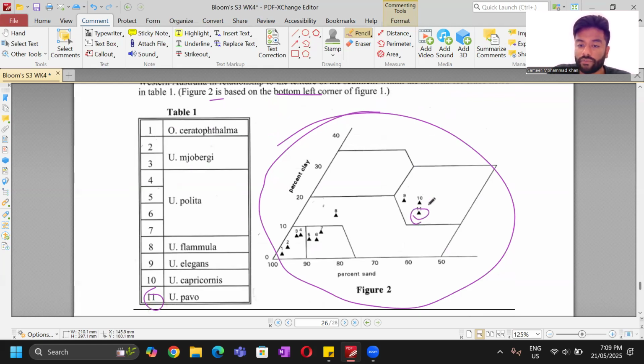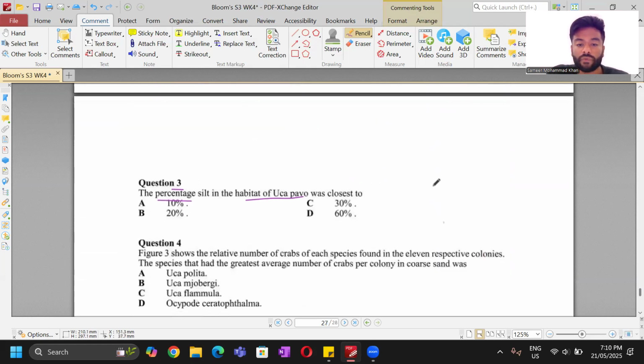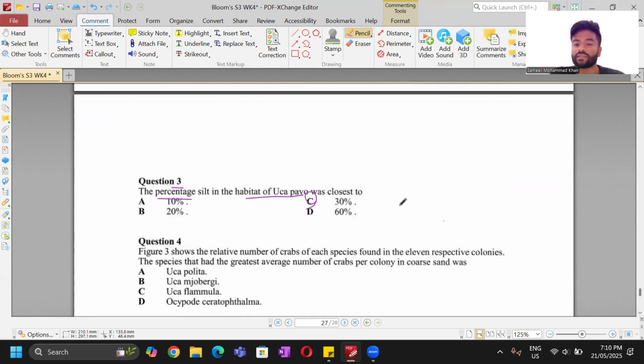Where does 11 sit? 11 sits over here, right? So it asks you for the percentage silt, okay? So to get that, we need to basically, again, track the three axes orientation that we did earlier. So clay reads horizontally. Clay is around 15%, therefore, right? Sand reads oblique down right. It's around 50%. Okay, so 50 plus 15 gives you how much? 65. So you can say that silt is around 35%. Okay, so what's the closest answer to 35? It's C. The answer is C.